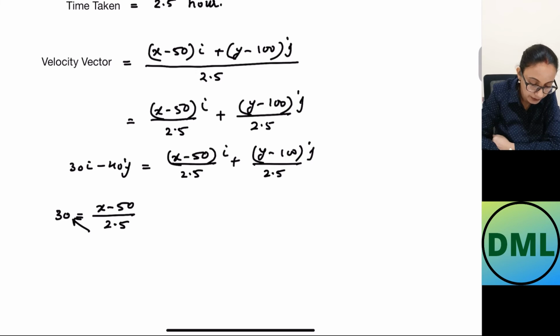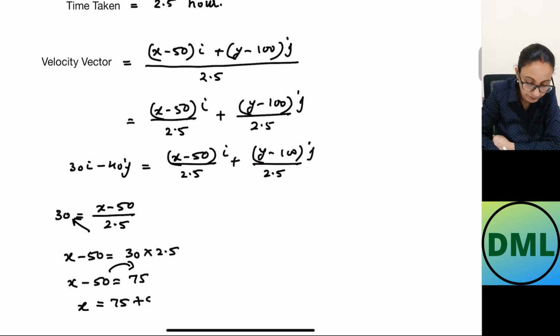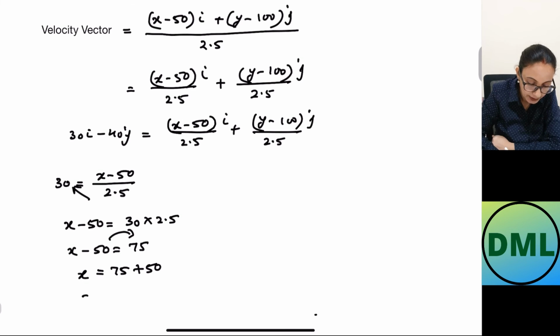If you do the cross multiplication here, x minus 50 is equal to 30 times 2.5. So x minus 50 is equal to 75. So move this 50 to the right-hand side. It will be x is equal to 75 plus 50. So my x value will be equal to 125.